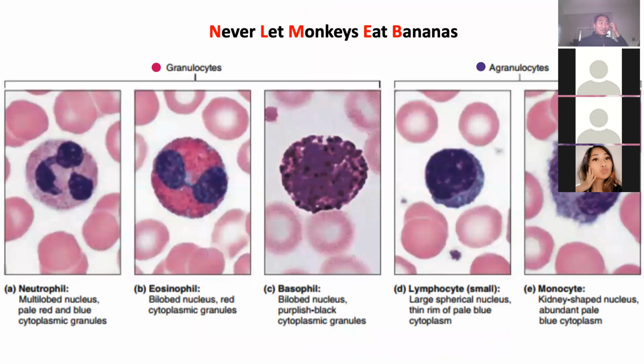So now let's look at each individual WBC. Never let monkey eat banana. Yeah, never let monkey eat banana. We already know pretty much about the neutrophil. The neutrophil might have 3 lobes. It can be 4 lobes, or it can even be 5 lobes, but usually 3.